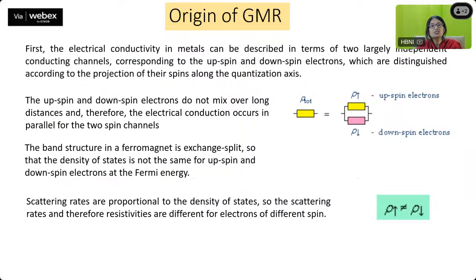Okay, so the band structure in a ferromagnet is exchange split. So the density of states is not the same for upspin and downspin electrons at the Fermi energy. So scattering rates, you have to understand, are proportional to the density of states. So the scattering rates, and therefore resistivities, are different for electrons of different spins. So this rho upspin is not equal to rho downspin.